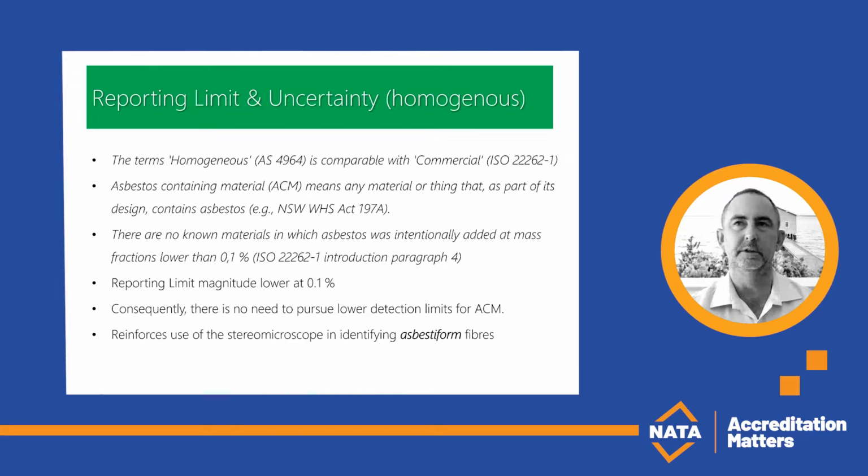So the reporting limit being set at 0.01, which is 1 magnitude lower, incorporates a level of uncertainty in quantification when compared to the reporting limit. Thus, there's inherent uncertainty built into the design and decision rule to minimise the risk of a false positive result to an acceptable level. Consequently, there's no need to pursue lower detection limits for ACM.